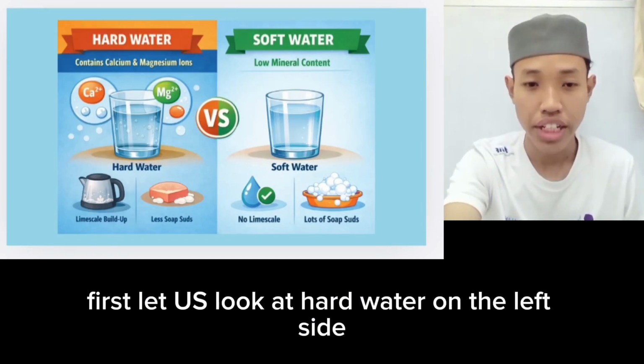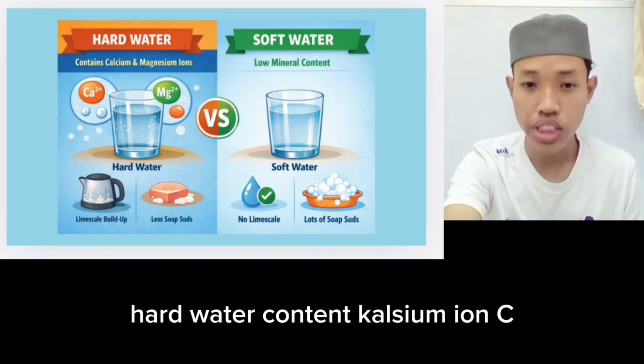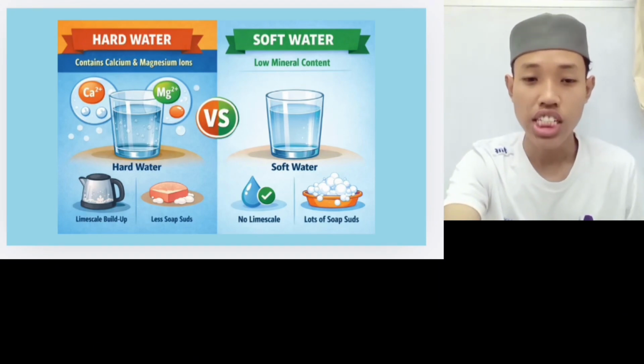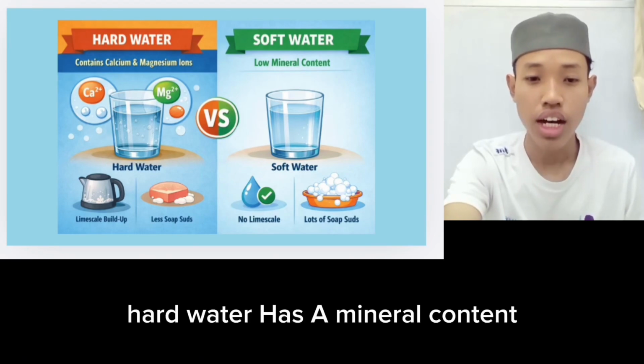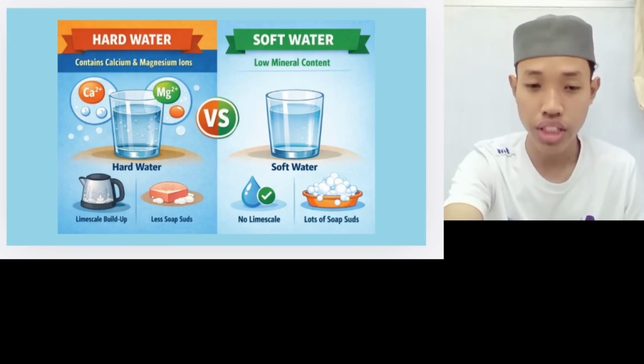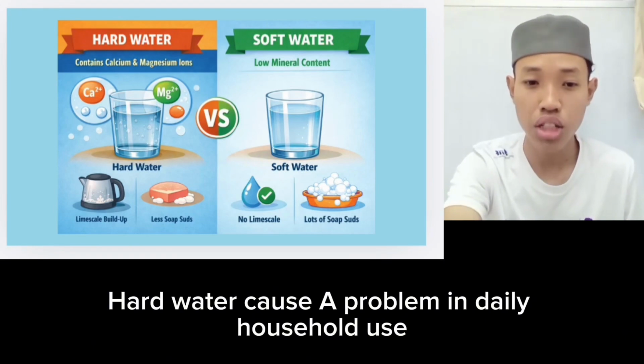On the left side, we see hard water. Hard water contains calcium ion Ca and magnesium ion Mg. These minerals are shown in the picture. Because of the presence of these ions, hard water has a high mineral content. Due to this high mineral content, hard water causes problems in daily household use.